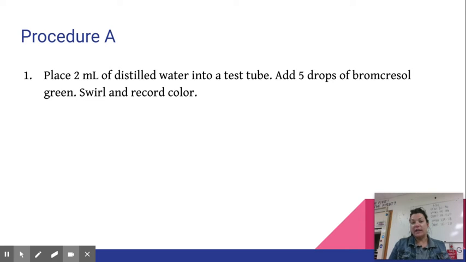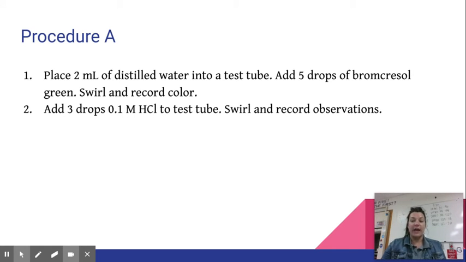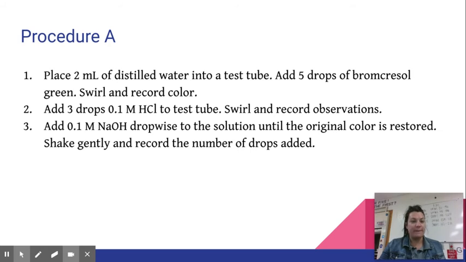So what's going to happen is I'm going to start with water, and I'm going to add this indicator called bromcresol green, and then we're going to swirl and record color. So this is just a procedure, so I'm going to go through this pretty quickly. We're going to add 3 drops of HCl, which we know, anytime we're adding a strong acid like HCl, really all that we care about is the H, because the Cl is just a spectator ion. So we're going to record observations from that.